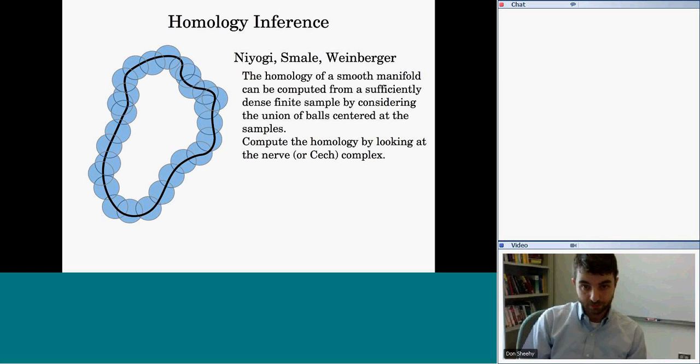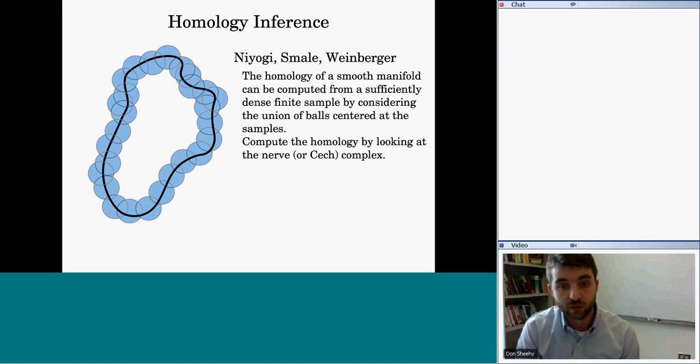And so in computation, you compute the homology of the complex, or the nerve, of this union of balls. And that's the simplicial complex, with a simplex for every common intersection. So an edge for every pair, a triangle for every three-way intersection. So that gives an effective way to compute the homology of the manifold from just the samples.